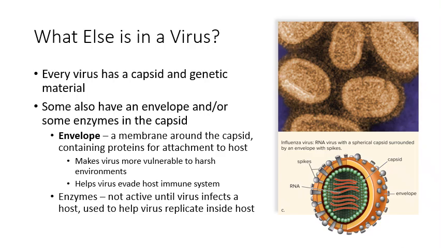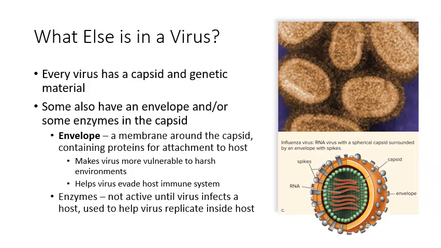So at minimum, I said a virus has a capsid, which is the protein shell, and it has genetic material inside of it. It's possible that viruses could also have other things. Some viruses have enzymes inside the capsid as well. Those enzymes are always inactive. They're only going to activate once the virus infects a host. And inside the host, they would be used for various things. Some of them might be used to help replicate the virus. Some of them are used to help take the host over or overcome host defenses.